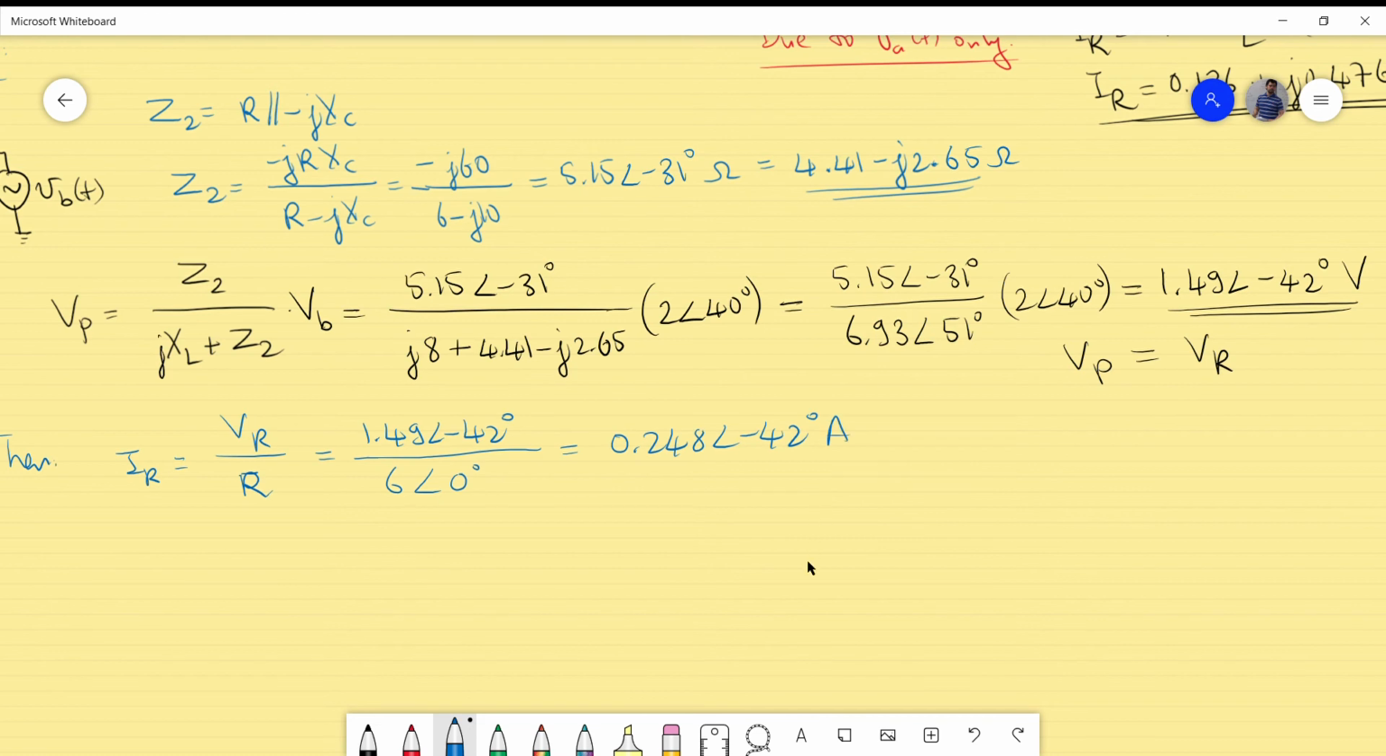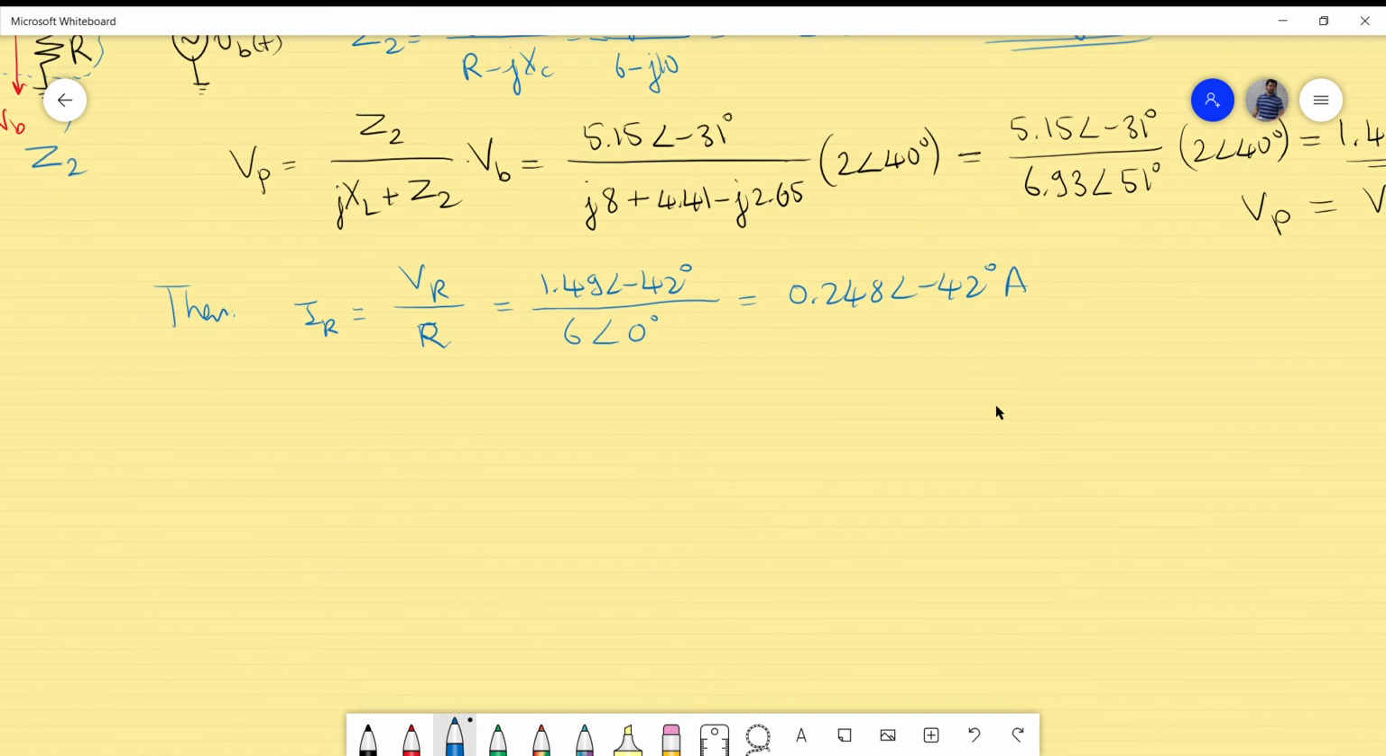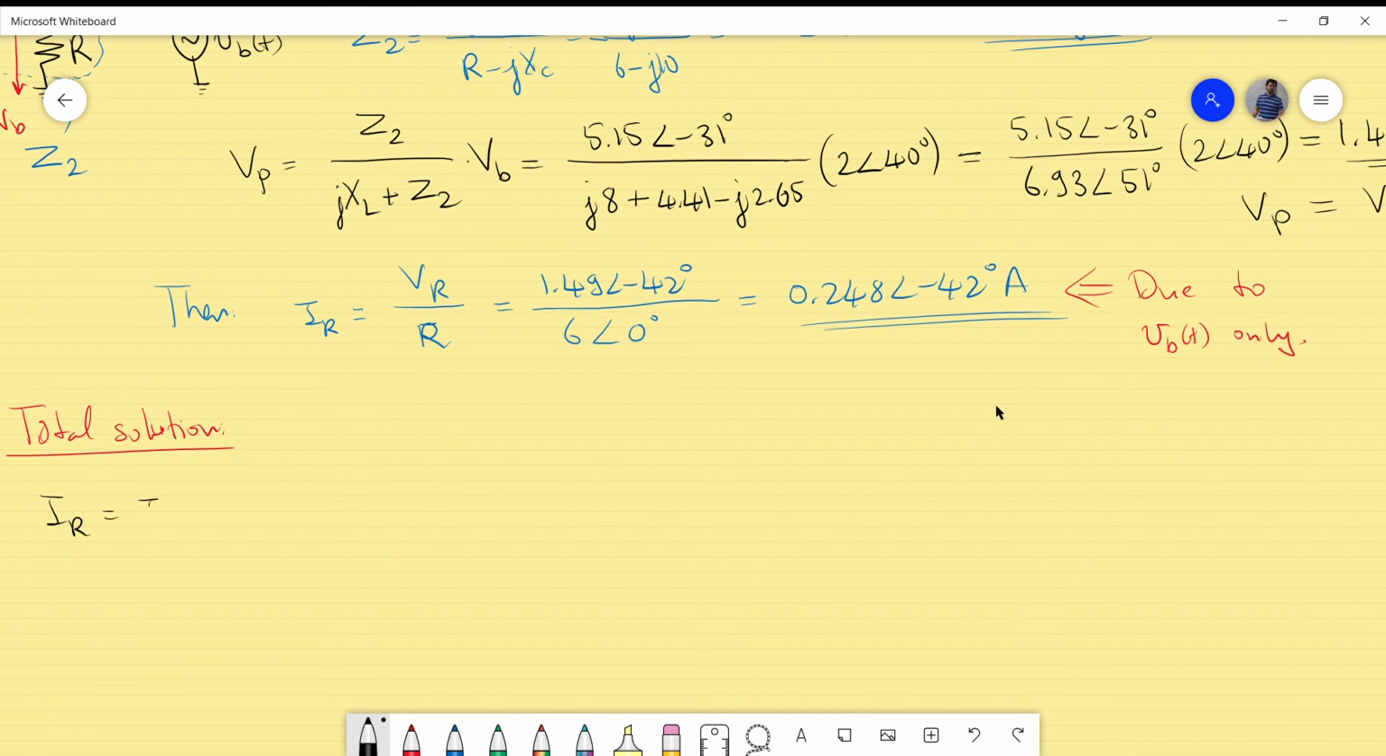Okay, now I'm actually almost done. So the total effect, that's actually one. I now have the current due to VB only, which is also given. So the net effect, the total solution, will be, of course, IR total, which is IR due to VA plus IR due to VB. That's actually the situation here.